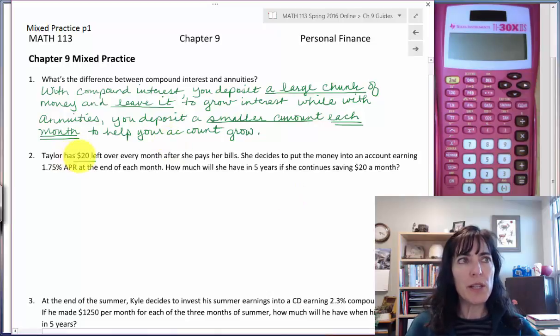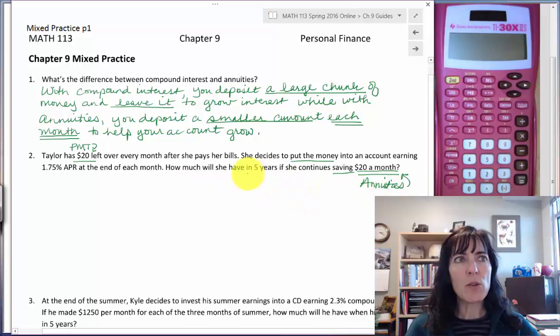So that $20 that she plans to deposit is going to be her payment. And the first thing I'm looking at is which formula should I use for this problem? I see that she's saving and putting the money into an account. So it's some kind of account where she's going to be building her account over time, not paying off a loan. And she's saving $20 each month, not one big chunk at the start. So that tells me that I need to use annuities. So this is going to be the annuities formula.